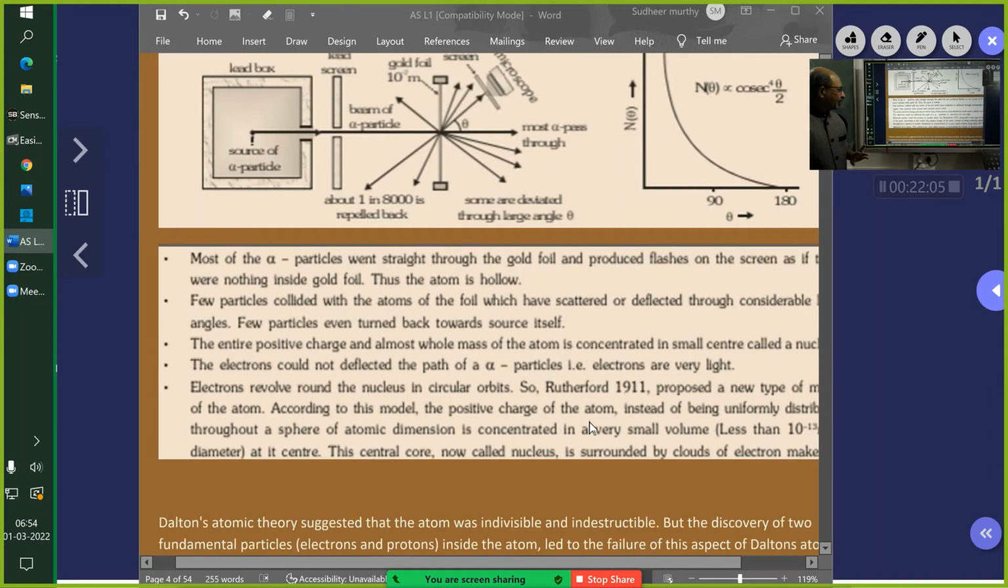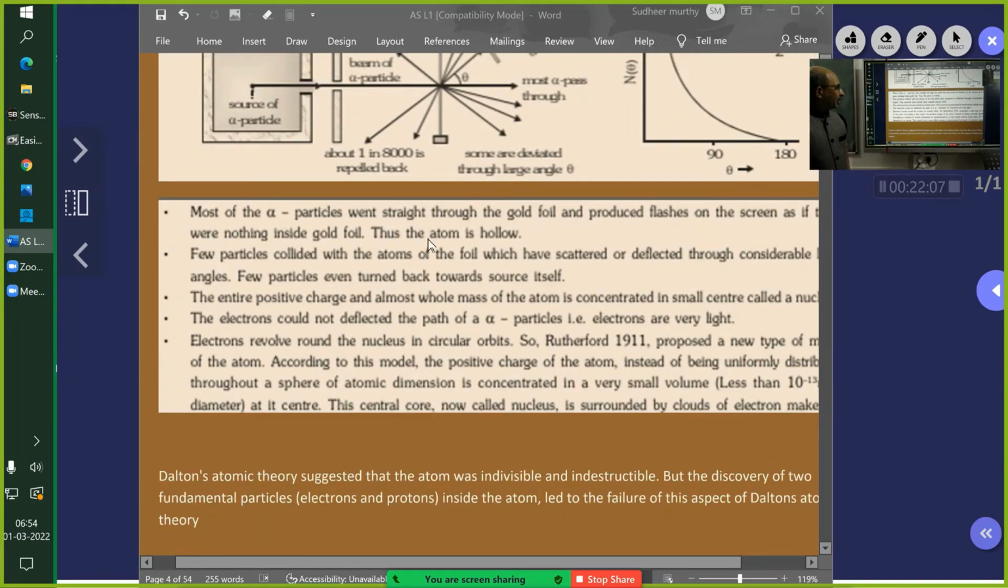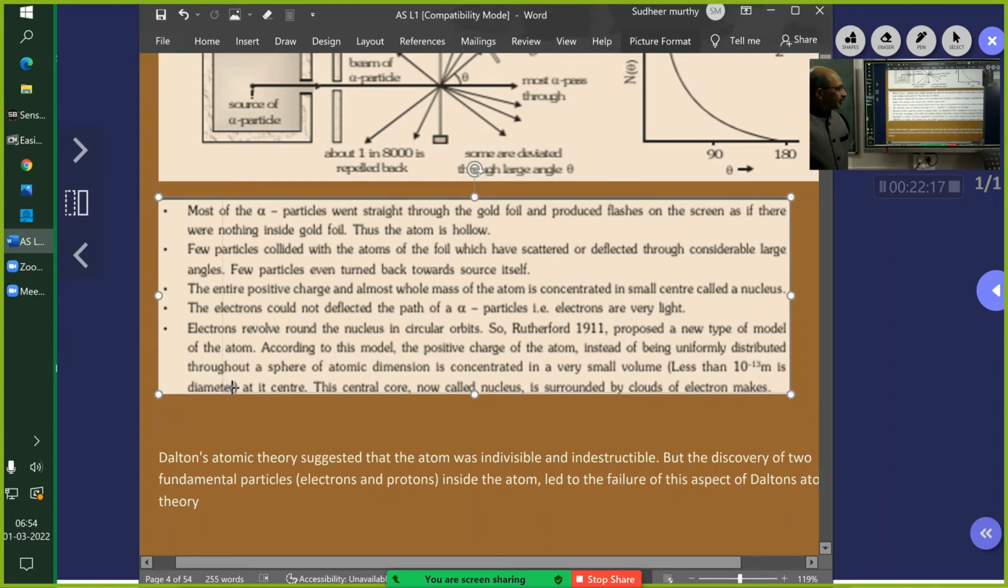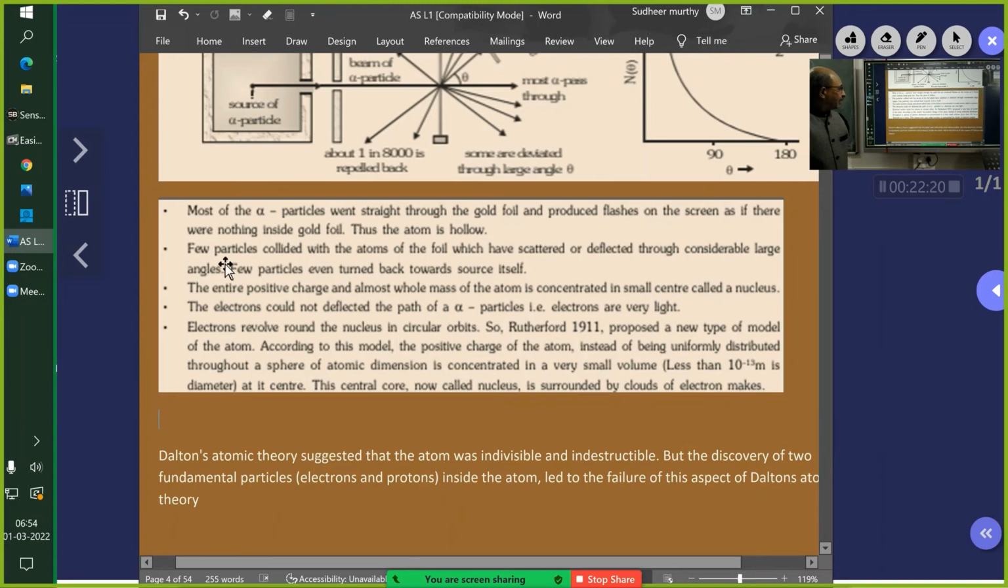Okay. So most of the alpha particles went straight through the gold foil and produced flashes on the screen as if there was nothing inside the gold foil. Thus, the atom is hollow. Few particles collided with atoms of the foil, which were scattered, deflected through considerably large angles. So few particles even turned back towards the source itself.